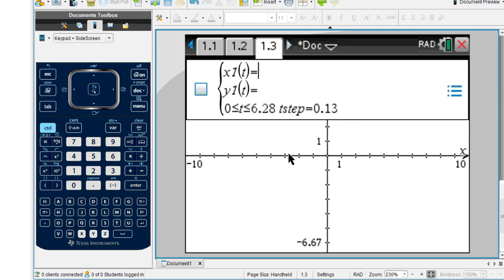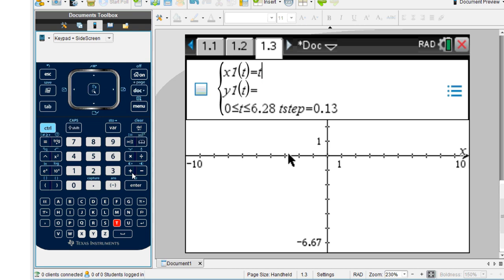And so here we're going to put in x equals t plus 6. Here we put in t plus 6. And down here we have y equals 5t minus 3.